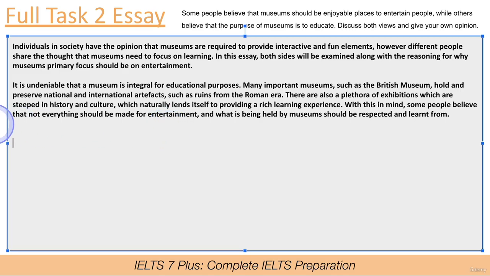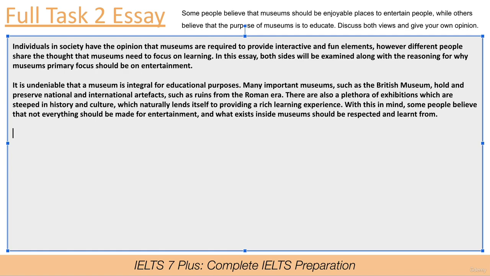Yes, with this in mind, some people believe that not everything should be made for entertainment, and what is being held by museums should be respected and learnt from. Okay, I think that's a solid first paragraph, and that sets us up quite nicely to go into our opinion paragraph, where we're going to interweave our opinion with the arguments as well.